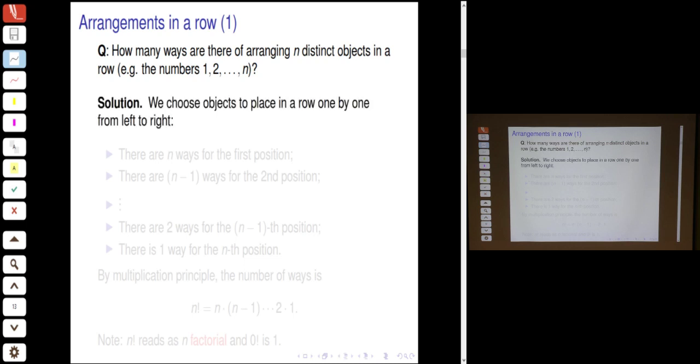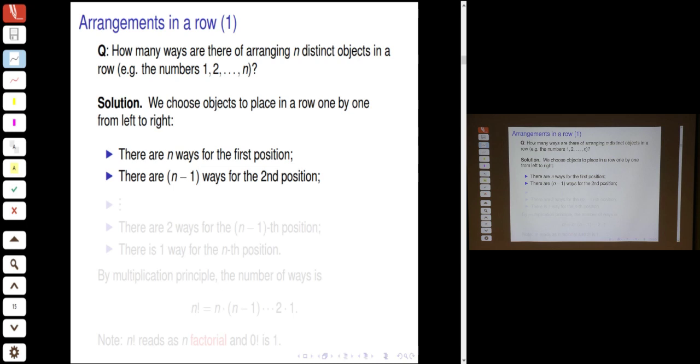The solution is, again, we think of this task as n steps. To accomplish this task, there are n steps. The first step is to determine who occupies the first position, and then the second, and so on. There are n ways for the first position because you have n numbers. But after you put your favorite number, like 2, in the first position, you don't have 2 anymore, right?